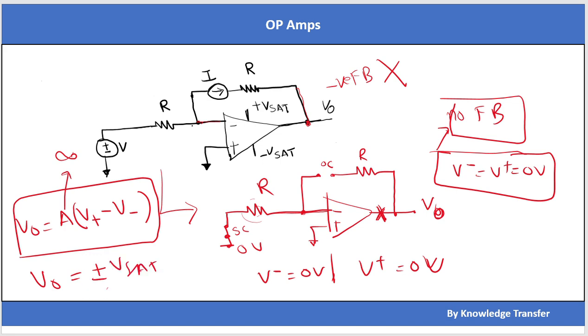Let's assume you have a positive input voltage V. If I apply 1 volt here, then what will the output voltage be? A into (V plus, which is 0 volt, minus V minus, which is 1 volt) means minus V sat. So if I apply a positive voltage here, I will see the output as minus V sat. If I apply minus 1 volt, then the output will be plus V sat. That's how this will work.